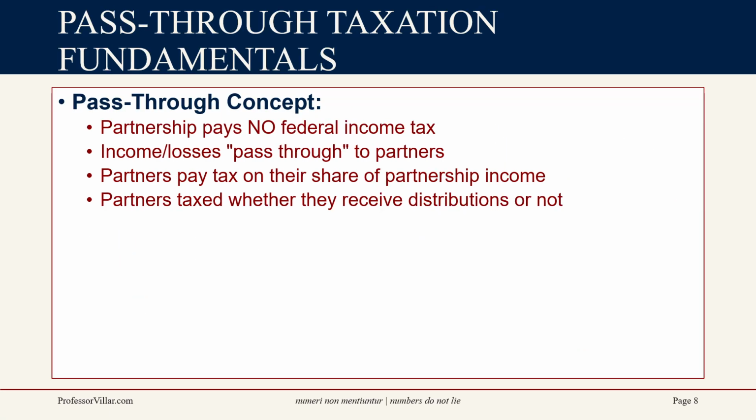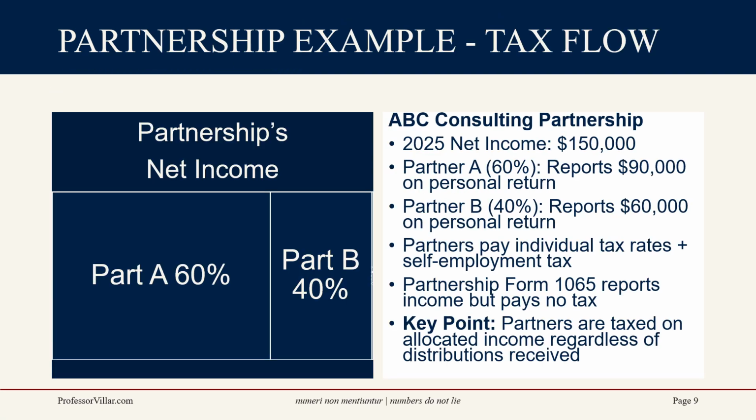Some pass-through taxation fundamentals. Essentially, partnerships pay no federal income taxes themselves. Instead, the income or losses pass through the partnership to the individual partners. The partners will then pay tax on their share of the partnership income and losses. Essentially, partners are taxed whether they receive distributions or not. So even if the partnership was profitable but you didn't receive any income from it, you are still held liable for the income tax liability.